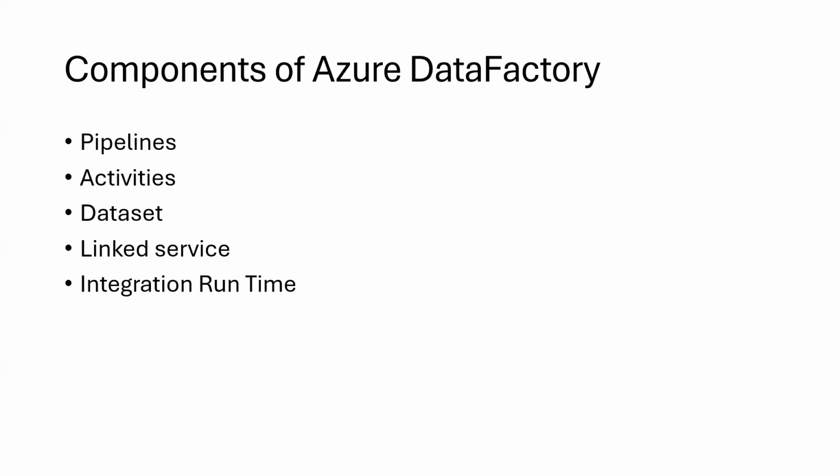Suppose we are copying data. We copy data from a source to a destination. That can be a pipeline. But suppose we want to copy data, then transform it, then filter it, applying multiple transformations, and then finally copy it to a destination. That is also a pipeline.